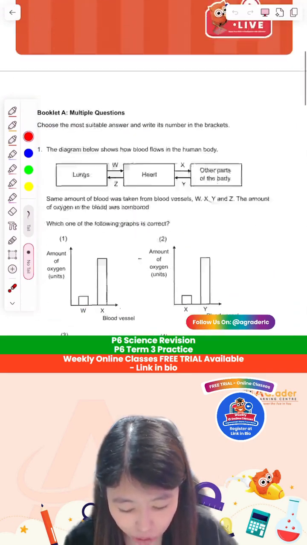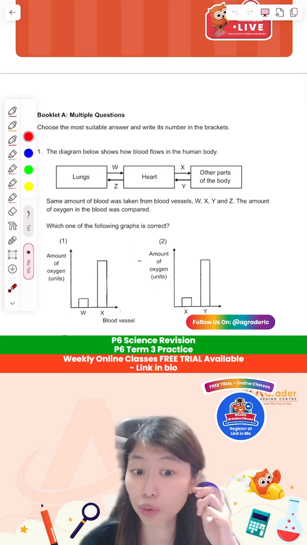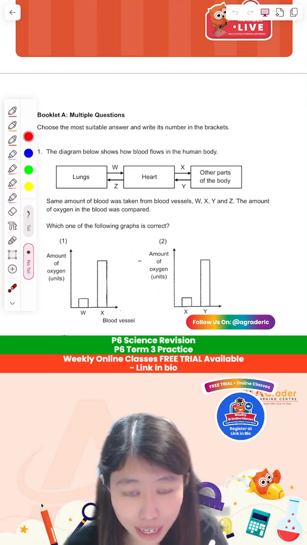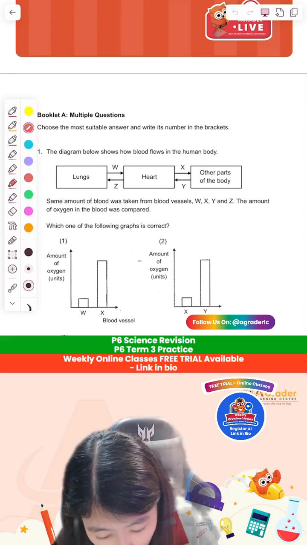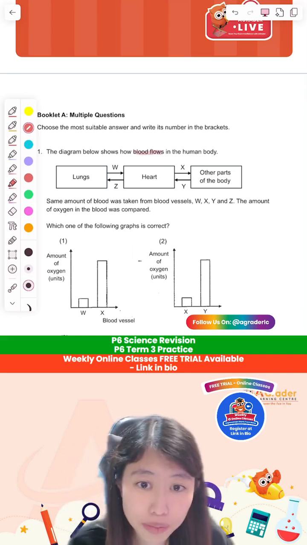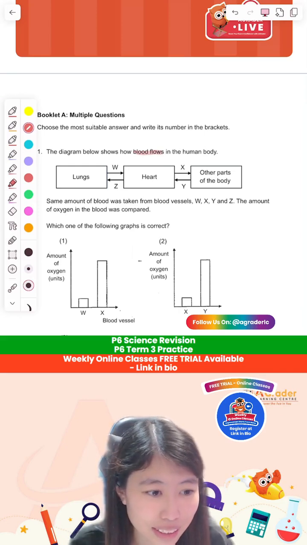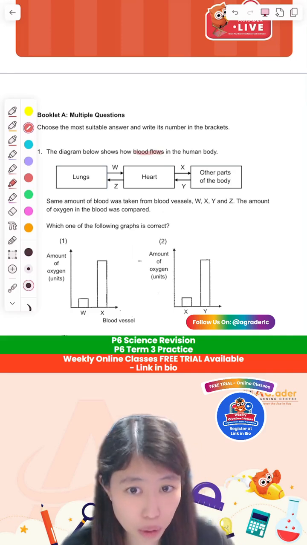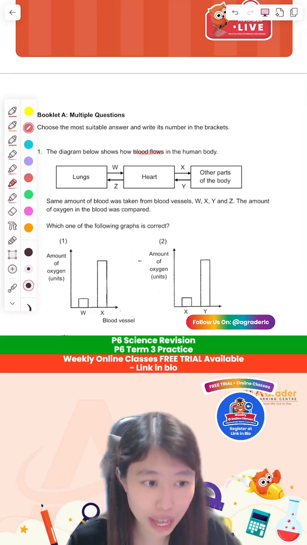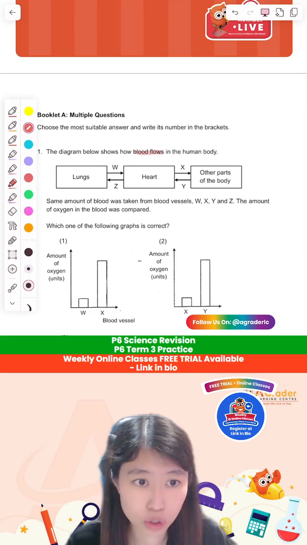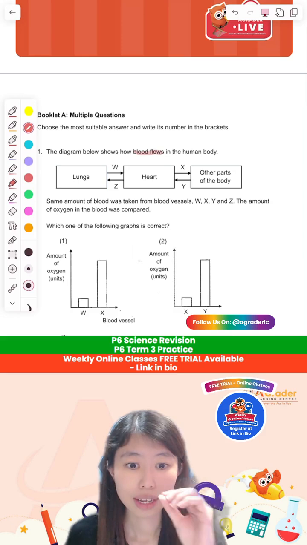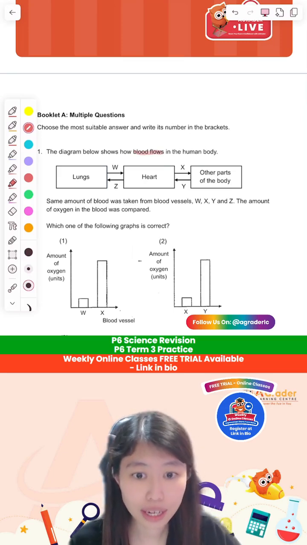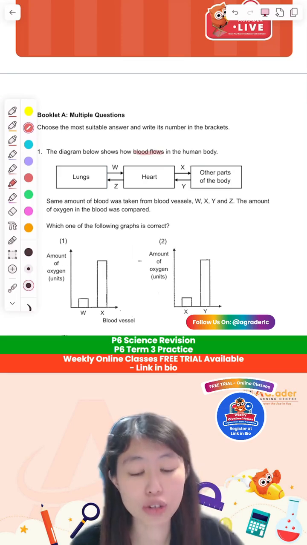All right, so let's go to question one. I'm going to show you the first part of question one first. If not, the top part will get blocked by the banners. Question one says that the diagram below shows how blood flows in the human body. When it comes to blood flow, make it a good habit to identify which vessels are sending blood in which direction. I always make it a good habit to label my vessels to prevent careless mistakes.